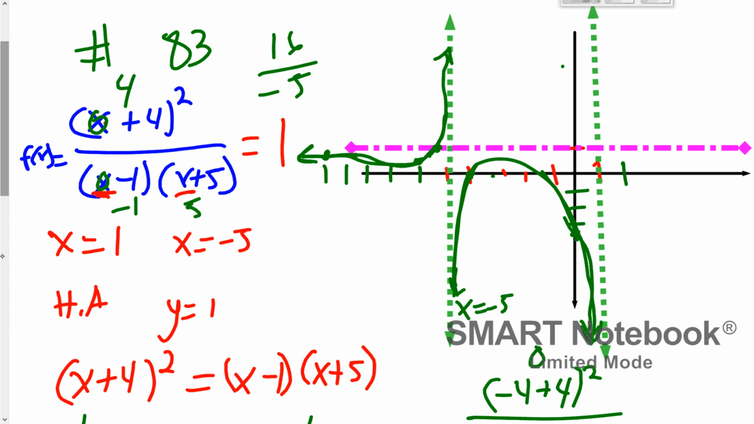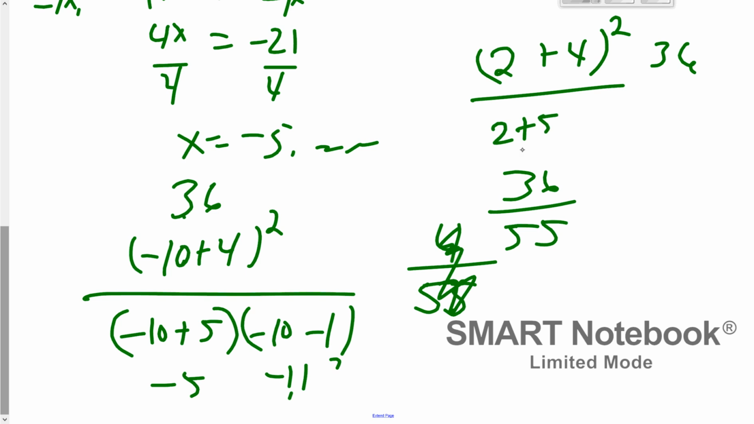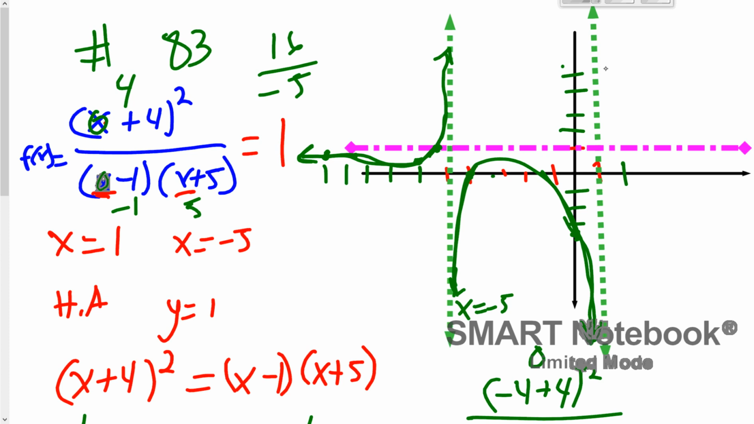Okay, so let's go ahead and plug in a positive 2. So let's plug in a positive 2 into these and do the math here. So positive 2 plus 4, that is 6, and 6 squared is 36. And then down here, we have a positive 2 plus 5 is 7, and 2 minus 1 is 1, so we get 36 over 7, so that's almost 36 over 6, so that's 5 point something. So 1, 2, 3, 4, 5 point something, a little more. There we go. So we're coming down this way, approaching our graph, and coming up this way, approaching that vertical asymptote. So there's number 83.